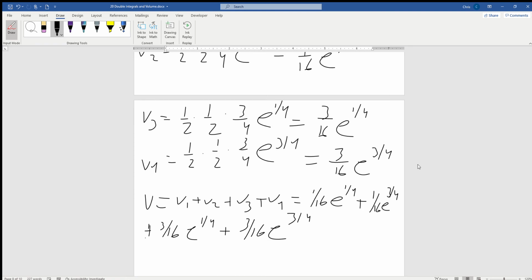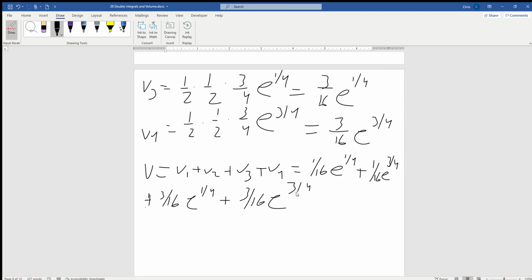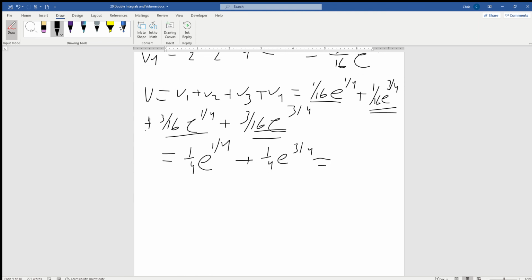And so the best approximation we can get by using these four subintervals, we have a 1/16 and a 3/16, which is going to be 4/16, which is 1/4 e to the 1/4. And then the same thing here, we have a 1/16 e to the 3/4 and a 3/16, so that's going to be a 1/4 e to the 3/4. If we really wanted to, we could factor out an e to the 1/4 or something like that, but we're just approximating it anyway. So I'm going to shove this into my calculator really quickly.